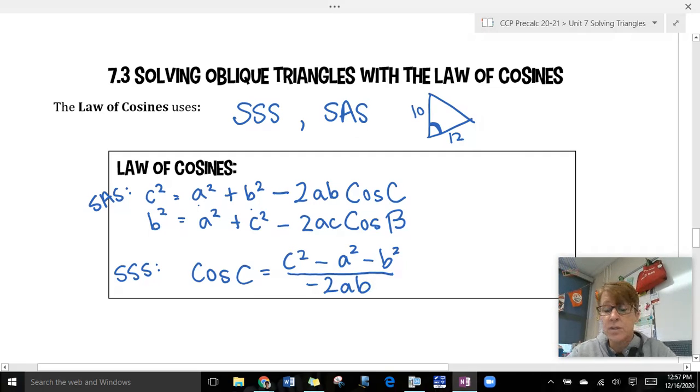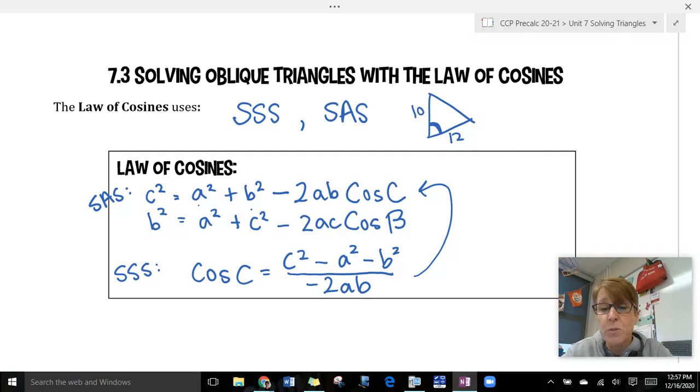There we go. So again, it's not a mystery. It shouldn't be a mystery. And it's not something I want you to memorize because it comes straight from solving this equation for cosine of c. I took the squares, I subtracted them over. And then I took the numbers in front and I divided them over.